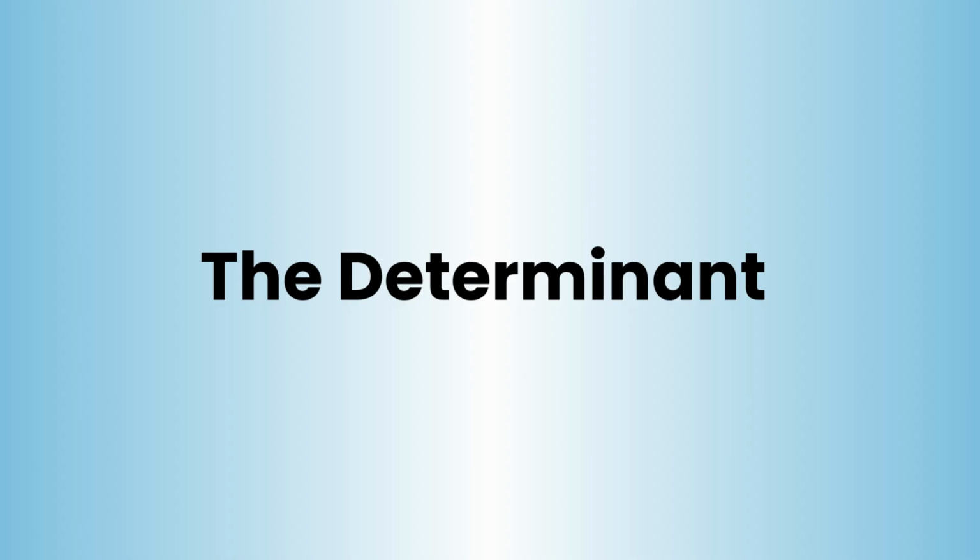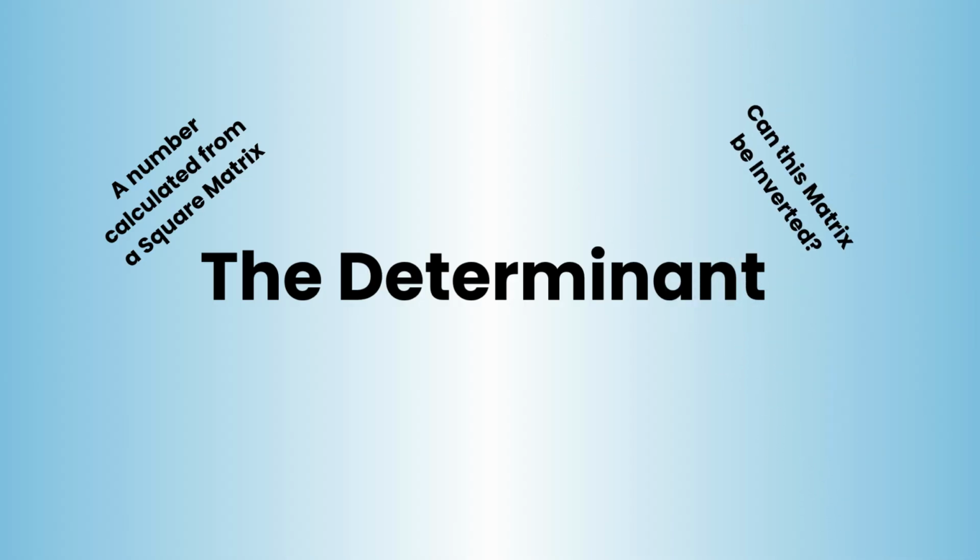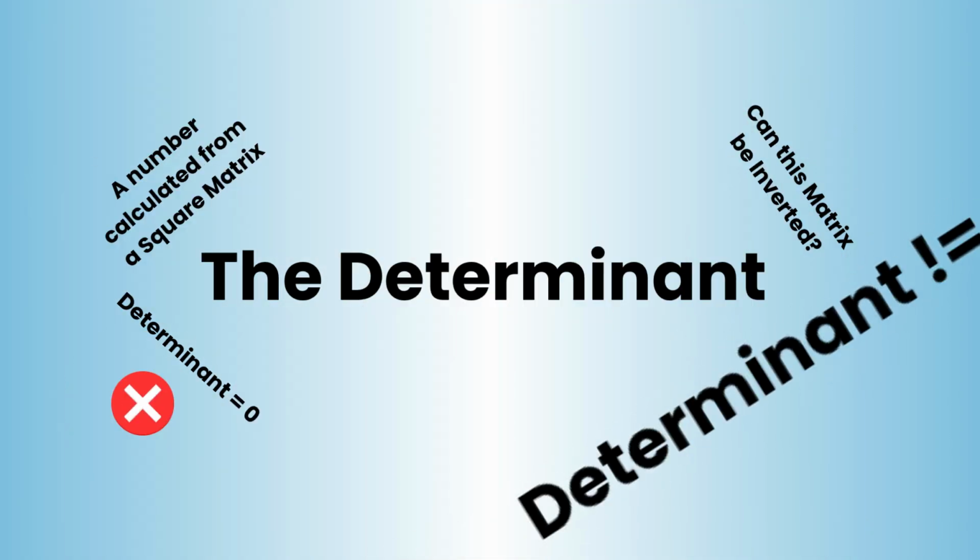The determinant is a number you calculate from a matrix, and it tells you one thing: can this matrix be inverted or not? If the determinant is 0, the matrix has no inverse. If it's anything else, it does.